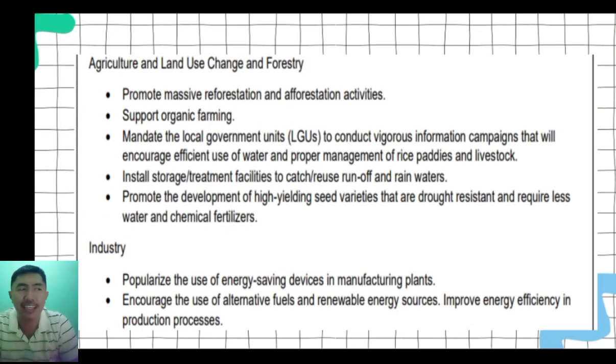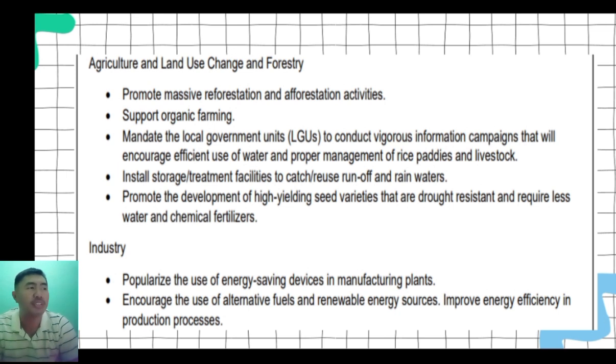So next is agriculture and land use change of forestry. Promote massive reforestation and afforestation activities. Support organic farming. Mandate the local government units to conduct vigorous information campaigns that will encourage efficient use of water and proper management of rice paddies and livestock, and install storage treatment facilities to catch and use runoff and rainwaters, and promote the development of high-yielding seed varieties that are drought-resistant and require less water and chemical fertilizers.